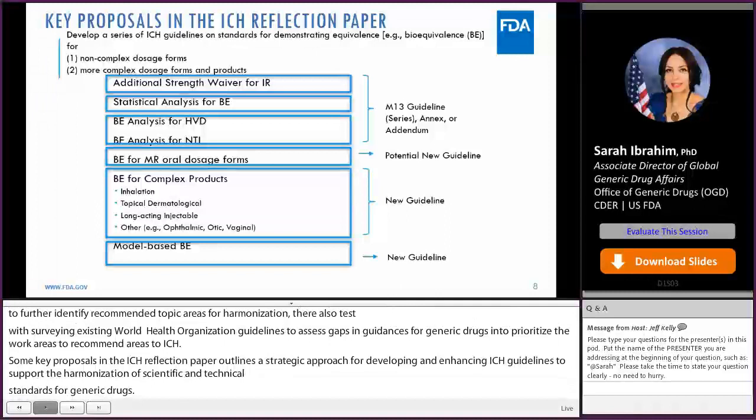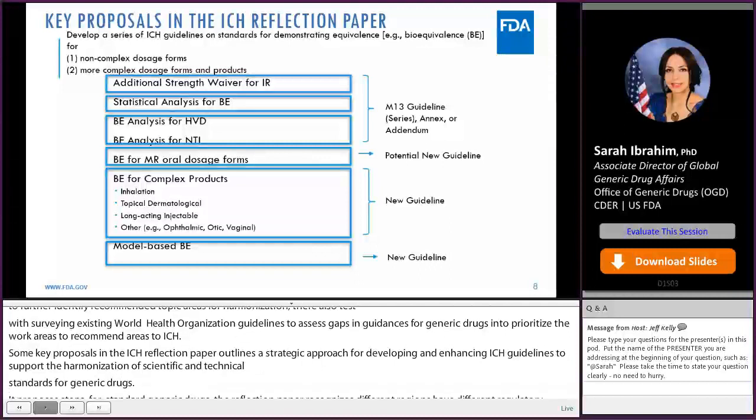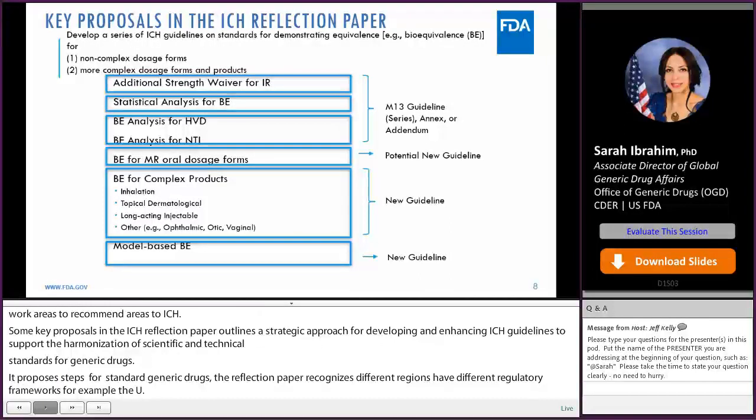The reflection paper recognizes that different regions have different regulatory frameworks. For example, the US FDA does not allow a generic drug and its reference product to be of a different oral dosage form. In contrast, the European Union, through EMA, allows a generic drug and its reference product to be different oral dosage forms if the product meets bioequivalence criteria.